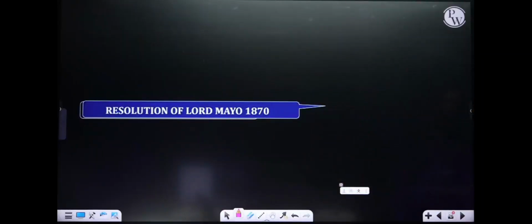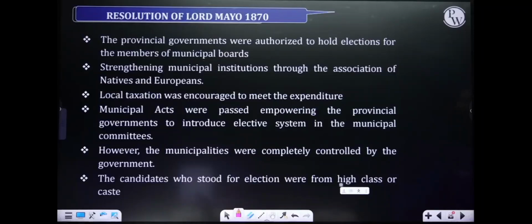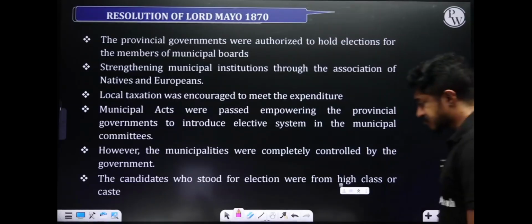Resolution of Lord Mayo, 1870. Provincial governments were authorized to hold elections for the members of municipal boards. Strengthening municipal institutions through the association of natives and Europeans. Local taxation was encouraged to meet the expenditure. Municipal acts were passed empowering the provincial governments to introduce the elective system in the municipal committees. However, the municipalities were completely controlled by the government. Candidates who stood for election were from high class or caste.